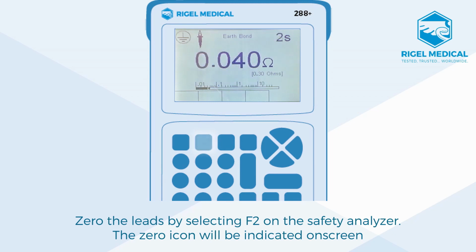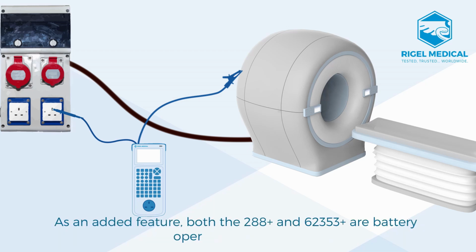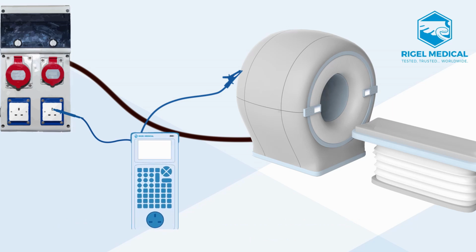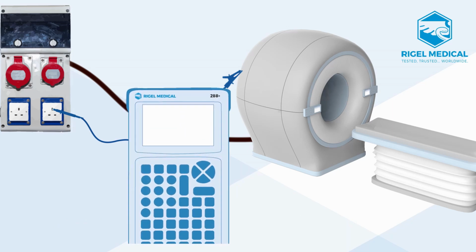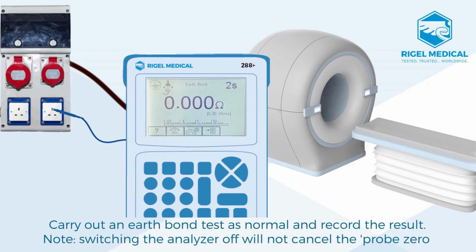And then once that's been carried out, you can then use the two earth bond leads, connect one side to your three-phase or fixed equipment to a conductive exposed connector, and then your other 4mm probe lead, so it's got to be a 4mm connection to the common earth plug on the three-phase distribution board, or at least a plug that's got a common earth with the three-phase equipment. Then you just carry out an earth bond test as normal and record the result. So with this test you can use any custom lead, and as long as you zero that lead, you'll get accurate earth bond readings.